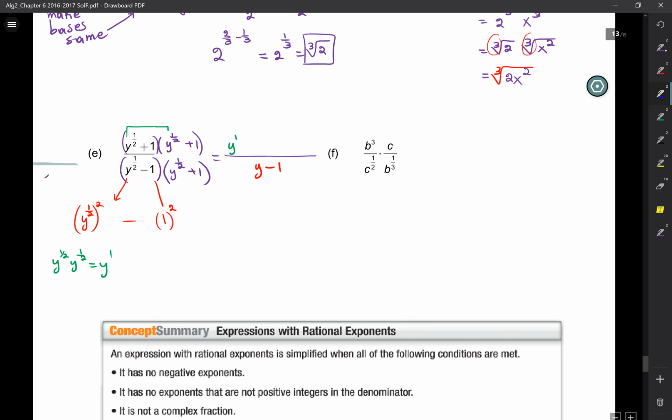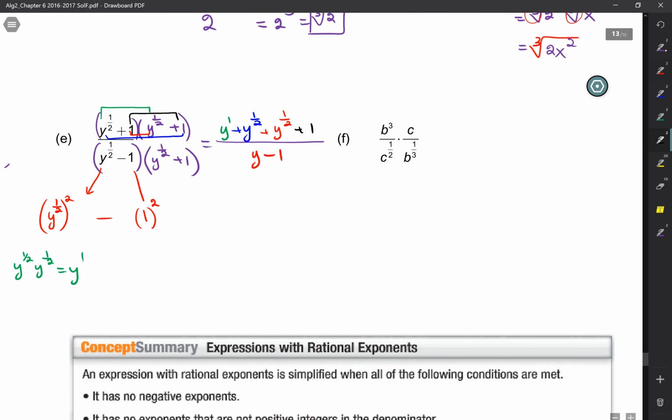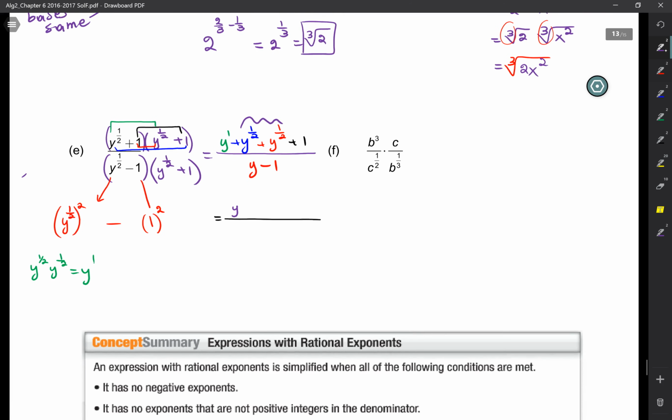The outer terms is y to the half. The inner terms is another y to the half. And now the last terms, 1 times 1 is plus 1. Okay? Now, let's see what we've got here. I have y. How much is this? Is it y squared, then y over t, so y?